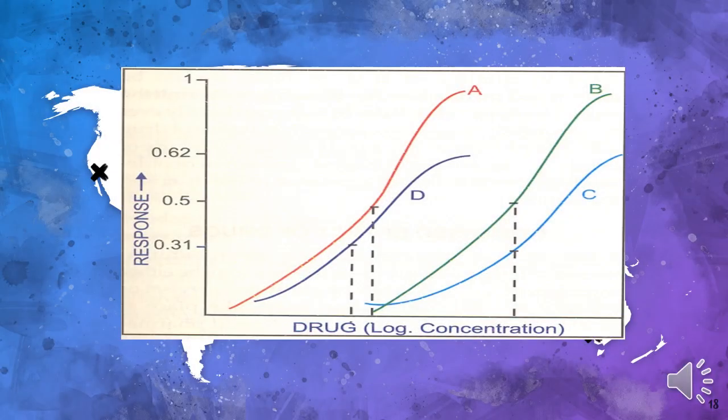Let's see how. Here is an example of four drugs A, D, B, and C, and you can see how we are comparing the effect of more than one drug on the same page, and we get to know which is more potent and which is the more efficient drug over here.